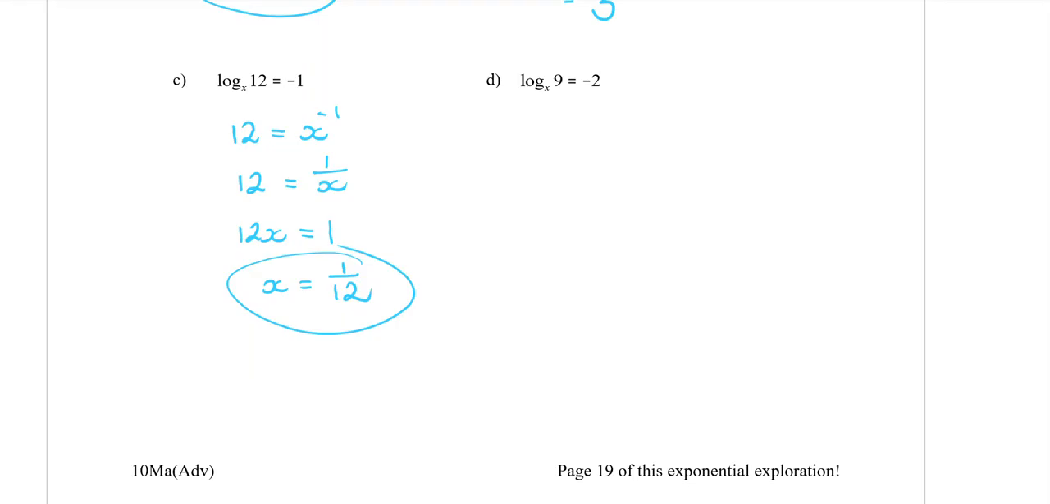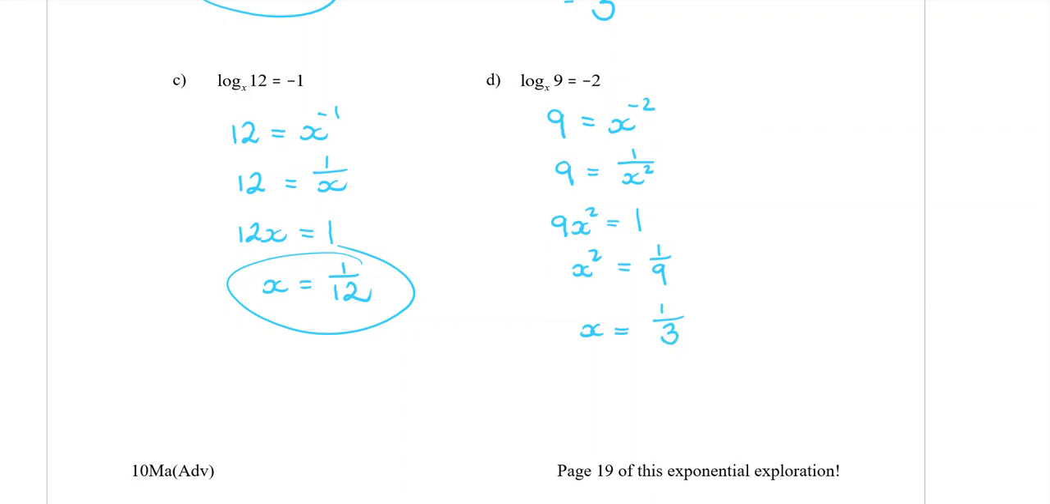Question D. Sliding the base x across, we'll have 9 equals x to the power of -2. Turn that negative power into a fraction by becoming 1 over x squared. Times the x squared over to the left will become 9x squared equals 1. Divide by 9 and we get x squared equals 1/9. To get rid of the squared, we need to square root 1 over 9, which means we square root 1, which is 1, and square root 9, which is 3.